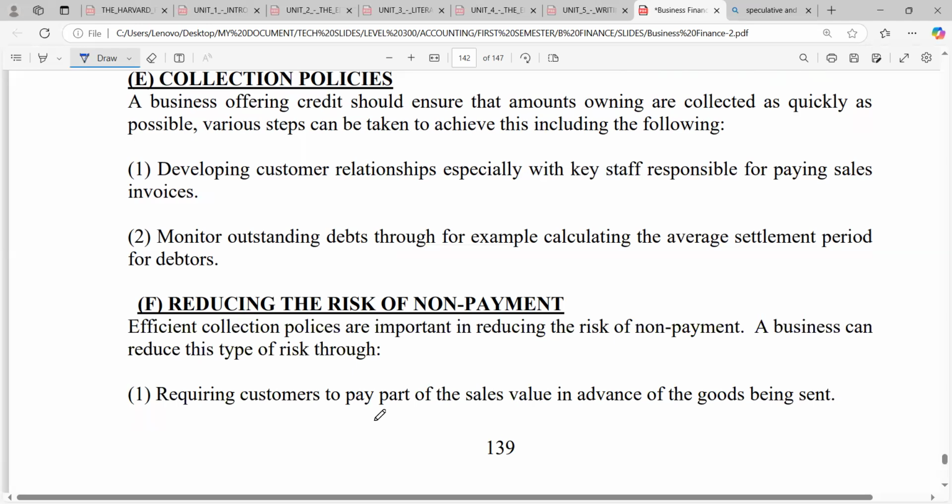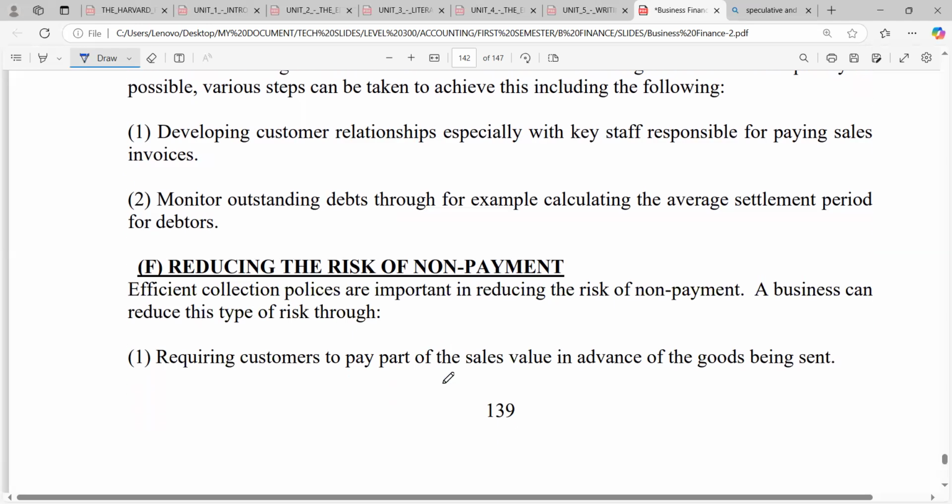So let's use classes as an example. Now we do classes for you, and some people will come in and say, we can pay at the end of the month once we are paid. How do we reduce the risk of these people not paying? We can tell them, okay, you pay 20%, 30%, or 50% of the amount of money that we are charging you. Then when you receive your salary, you bring the rest. So these are some of the things we also need to consider.